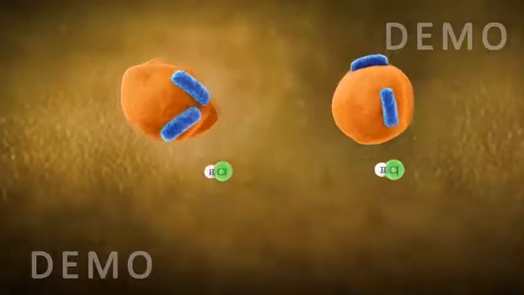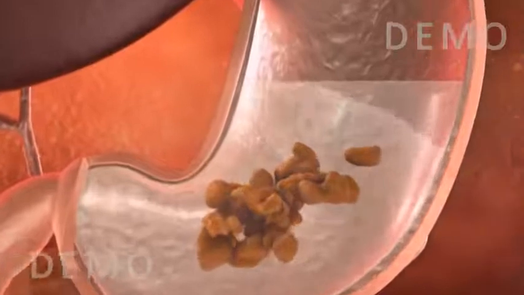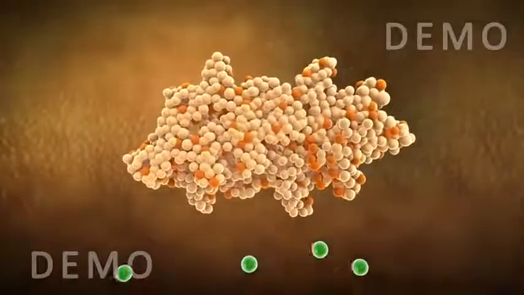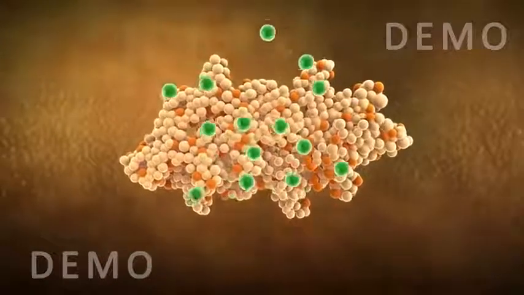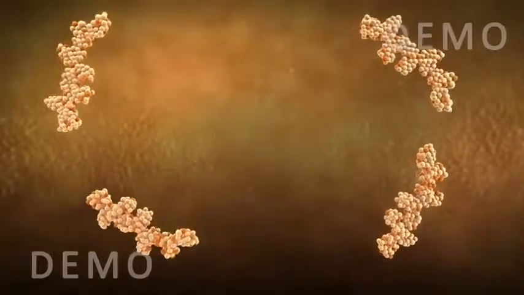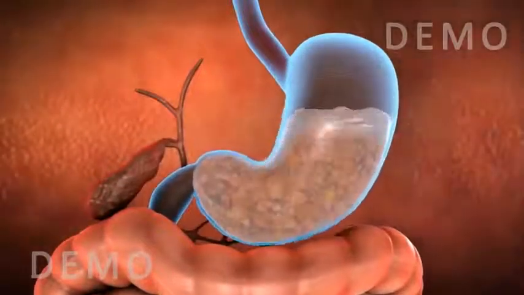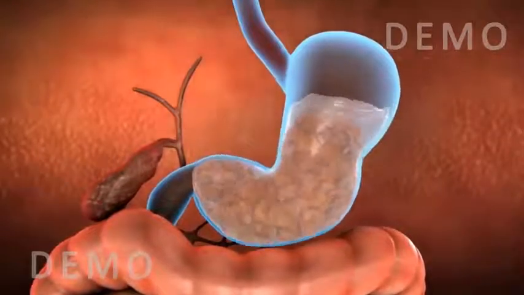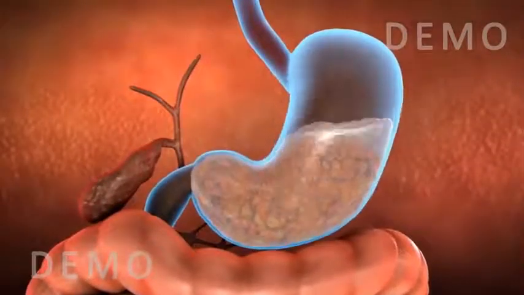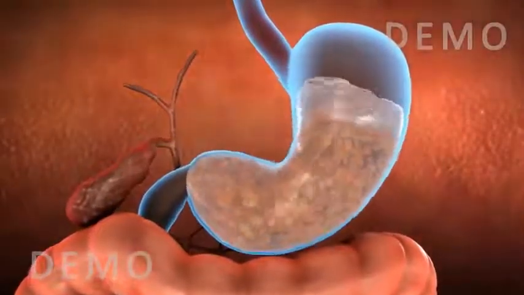The hydrochloric acid kills the bacteria that enter along with the food and also helps in the digestion of proteins. The digestive juices start breaking down the proteins present in the food into simpler forms. Muscular contractions in the stomach churn this food mass to further break it down and mix it with secretions in the stomach to form a thick liquid.